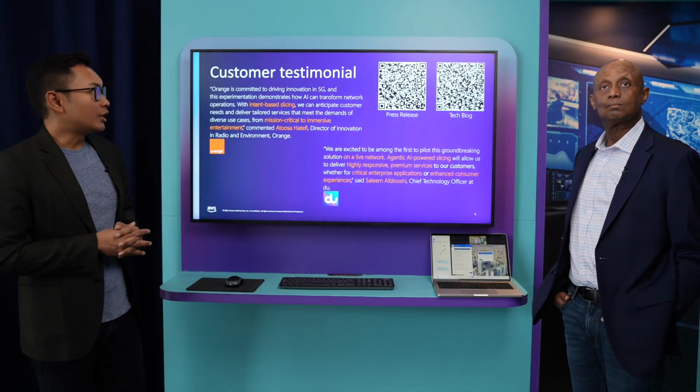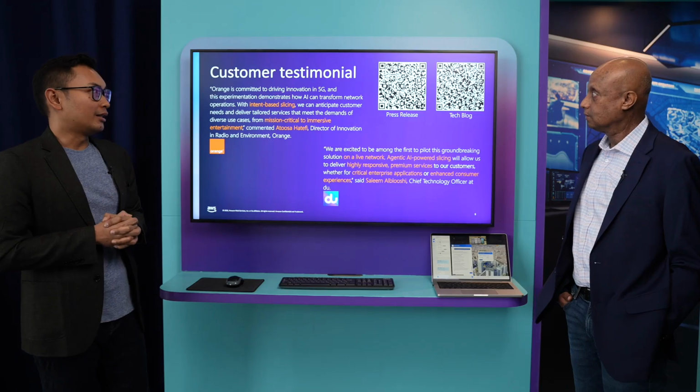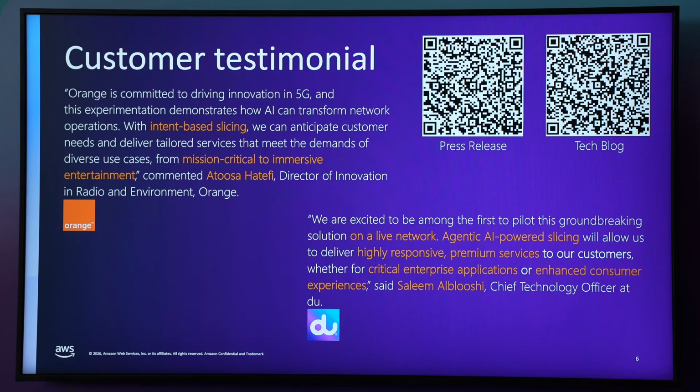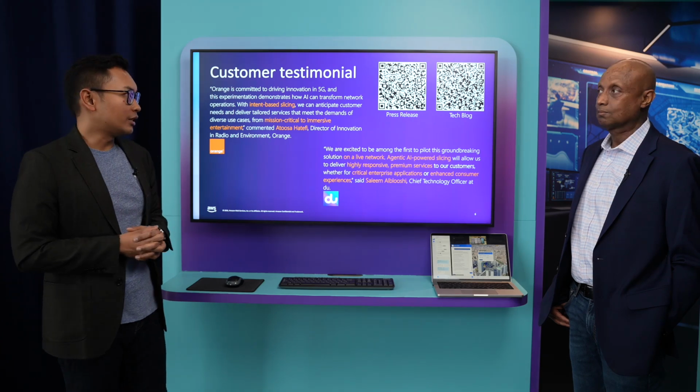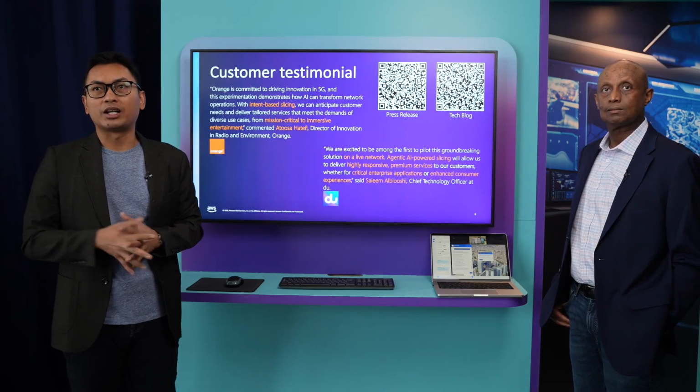Now, we are working with Orange in Paris and du from UAE as our first trial or pilot customers. We released a press release last week, and you can scan the code here. For people who want to dive deeper to see how it works, the architecture, the agent interaction, and so on, we also published a technical blog jointly with Nokia R&D. If you have any questions, you can visit the press release. There's a page to our AWS for Telecom, and you can contact us from there.